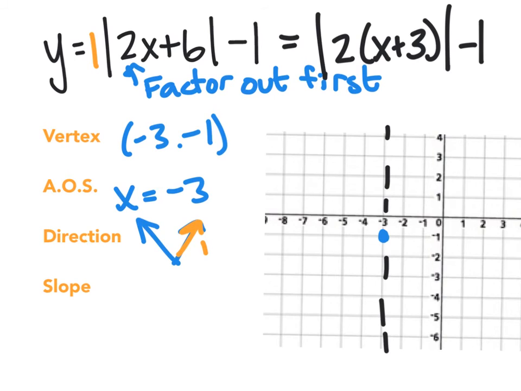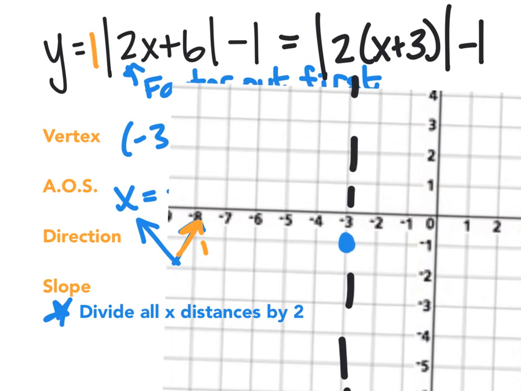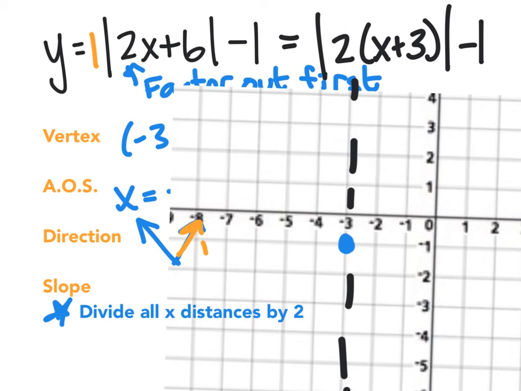But then remember, so here let me zoom in a little bit. What we're going to do is plot these as if we had a slope of 1, but then the x distances are going to be divided by 2. So instead of having to take a whole step to go up 1, it only takes half of a step. And instead of taking 2 steps, now it only takes 1 step. We mirror that on the other side, and we have a horizontal compression.